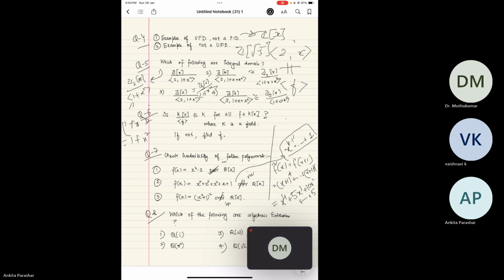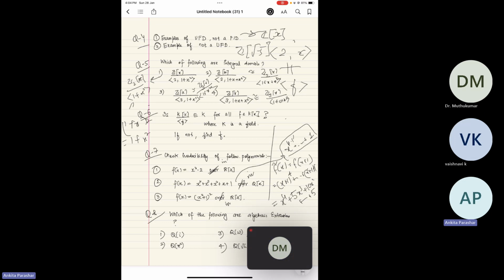What about part third? (x square plus 1) whole square in R[x]. Which is (x squared plus 1) into (x squared plus 1). So it is reducible over R[x]. Even though there are no roots in R, reducibility will come, because you are able to write your polynomial as a product of two polynomials, none of them a unit in R. So you can say that it's reducible over R. Among these, only part 2 is irreducible, the rest are reducible.